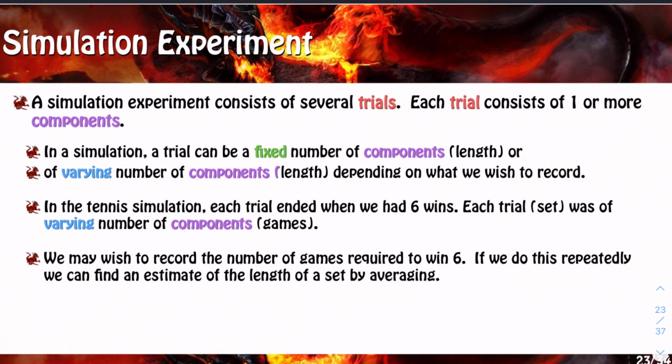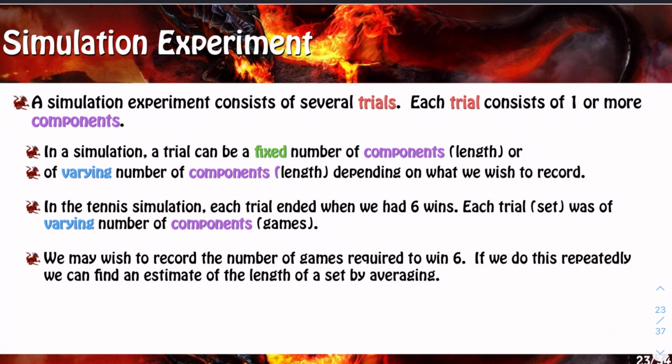So a simulation experiment consists of several trials. In the previous one, it was until we won 6 games. That was a trial. Each trial consists of 1 or more components. In a simulation, a trial can be a fixed number of components, so in this case, who wins 6? Or a varying number of components: how many times till I get 6?